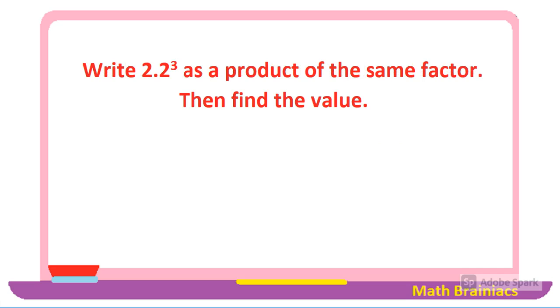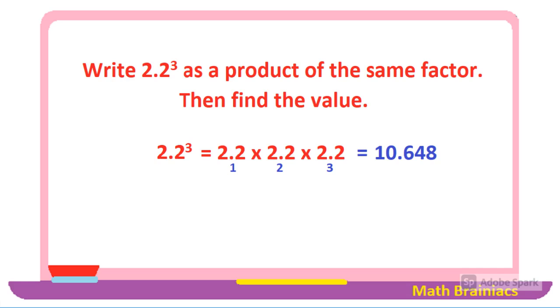Let us work on another example so that you can understand it well. Write 2.2 raised to the power of 3 as a product of the same factor. Then, find the value. The base here is 2.2 and the exponent is 3. So, we're going to multiply the base 2.2 3 times. Consequently, 2.2 raised to the power of 3 will give us 10.648.